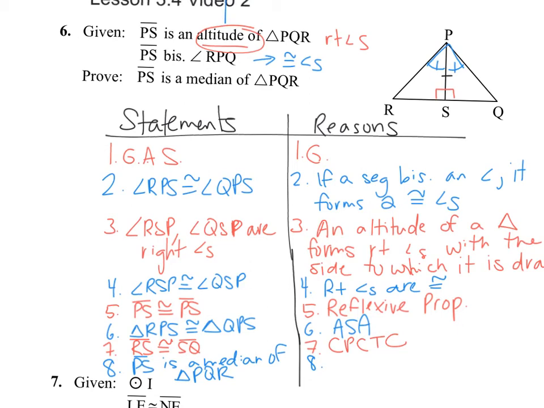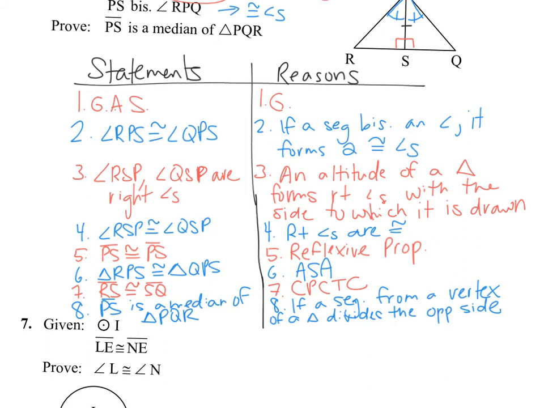I need this one. If a segment from a vertex of a triangle divides the opposite side into two congruent segments, then it is a median.